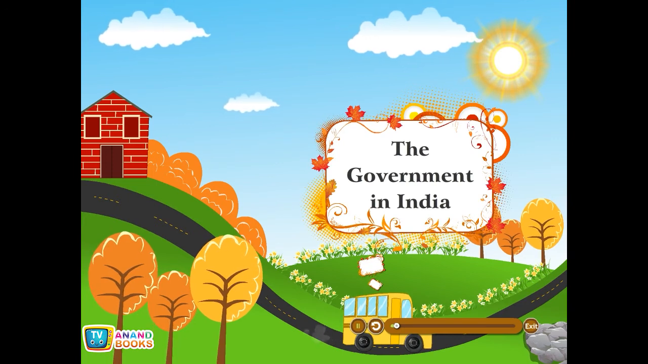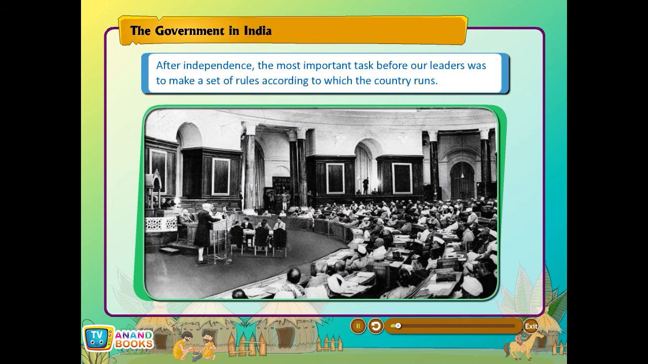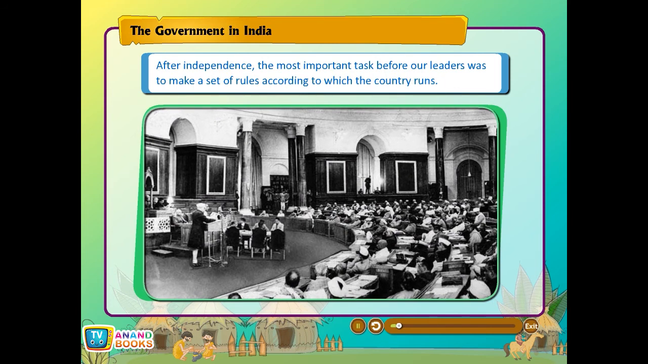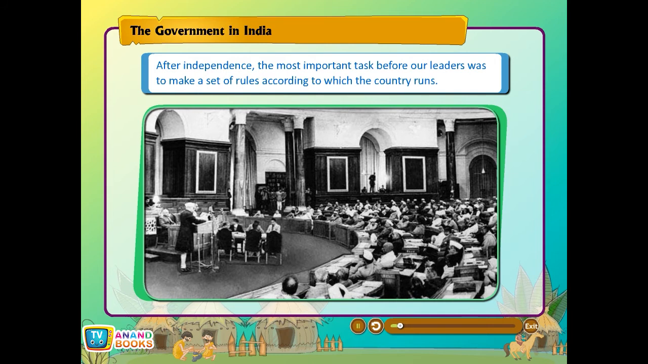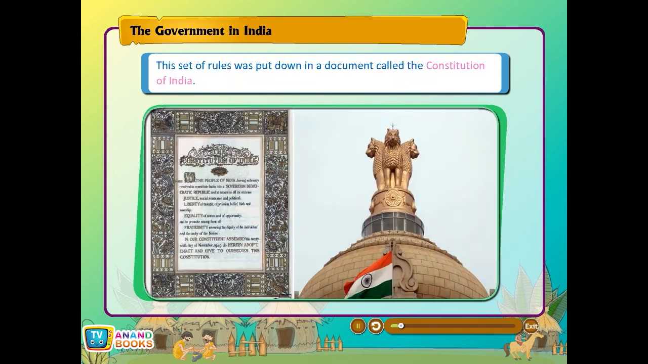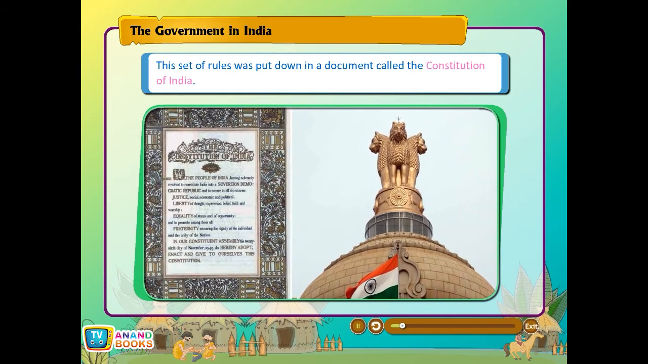The Government of India. After independence, the most important task before our leaders was to make a set of rules according to which the country runs. This set of rules was put down in a document called the Constitution of India.